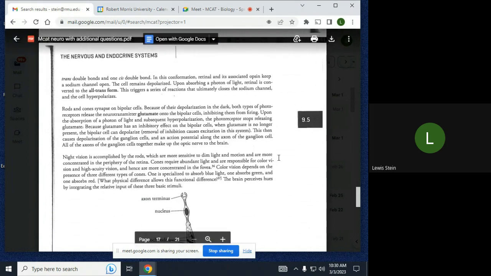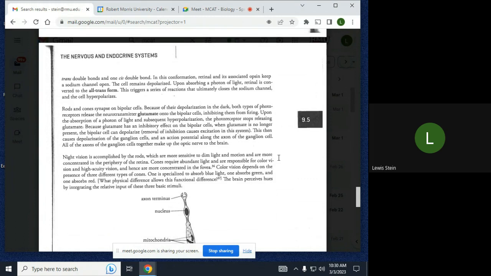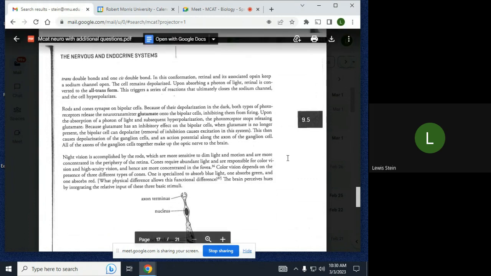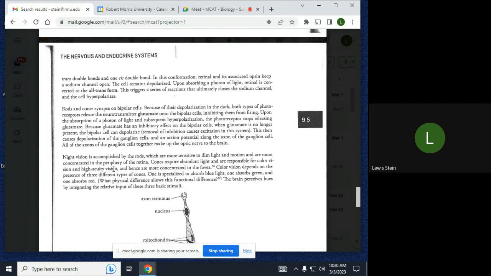And again, the distinction between rods and cones: rods are more sensitive to light and motion, particularly in the periphery; cones are abundant in light, handle color, and are more concentrated in the fovea. It's like a color wheel, blue, green, and red, and then the confluence of those and the proportions are what dictate what colors we see.